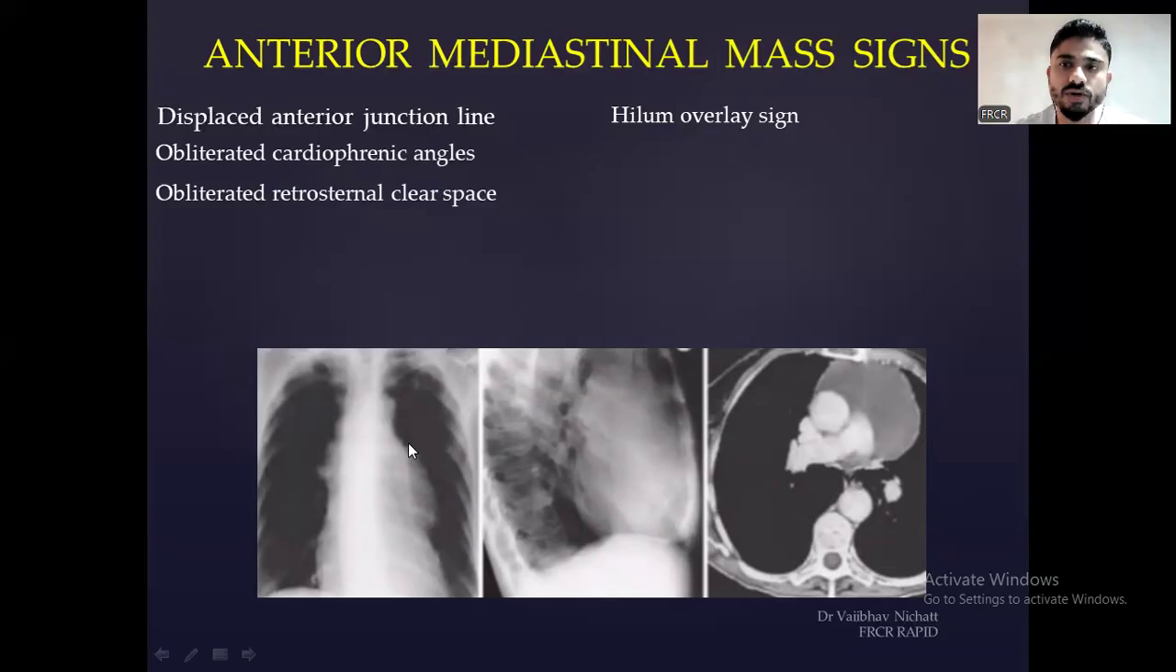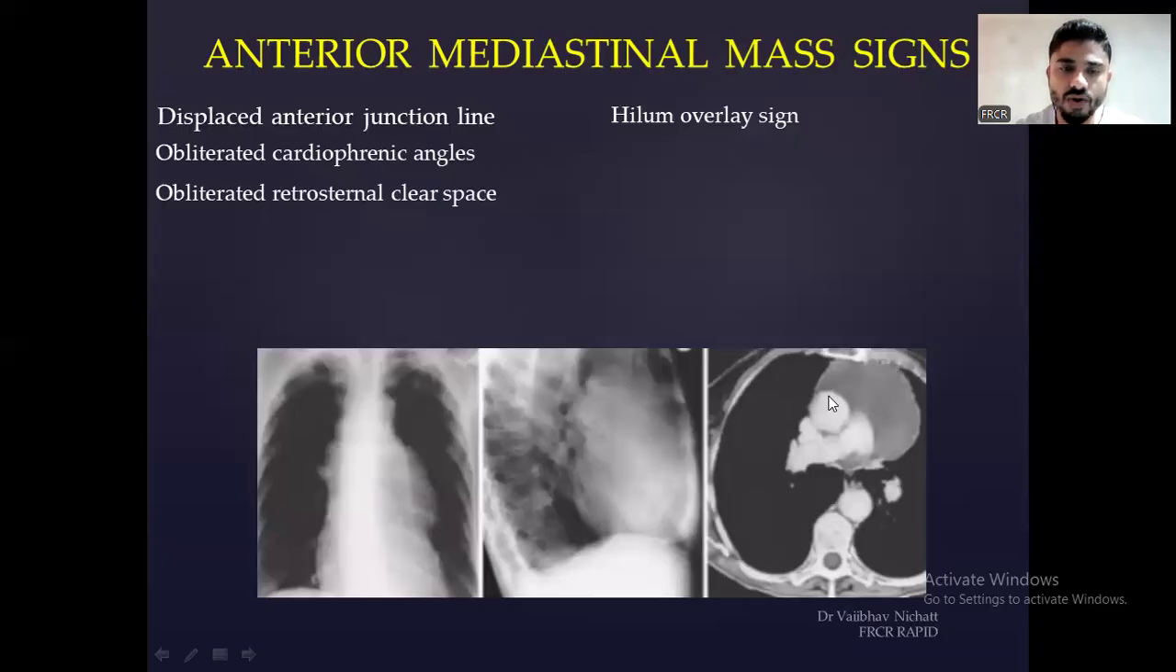So what is the hilum overlay sign? If there is a mediastinal mass at the region of the hilum, and you are able to see the pulmonary artery through it, then the mass is situated either in the anterior mediastinum or posterior mediastinum. And if you get a lateral X-ray chest done and you see retrosternal clear space obliteration, then you can label this as an anterior mediastinal mass. And this is the CT scan of the same patient. You can see this is a thymic cyst.